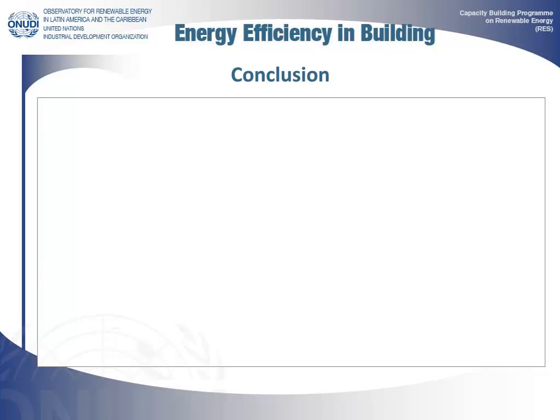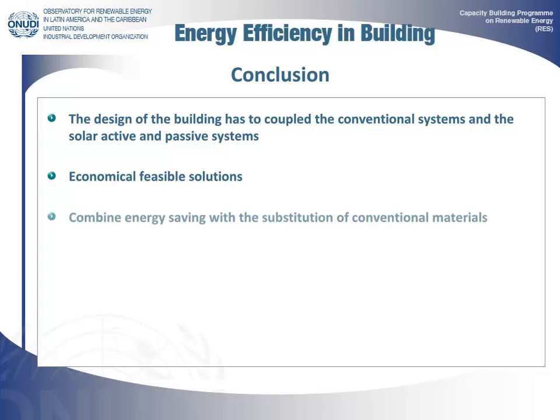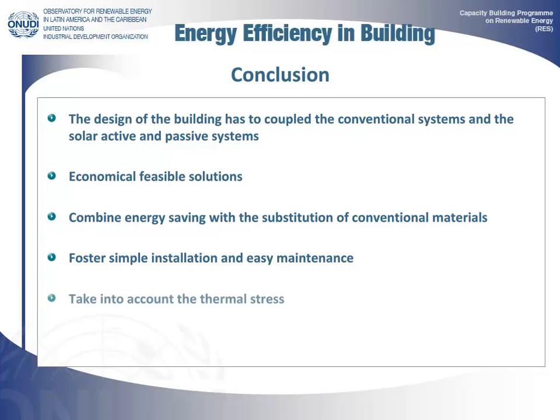This table shows the main aspects to be taken into account before active solar systems are integrated. The design of the building must couple conventional systems with the active and passive solar systems. The integration must be economically feasible in order to be attractive to users. It is necessary to combine energy saving with the substitution of conventional materials, so that the internal rate of return will improve. Simple installations and easy maintenance are a must for the modules to be close to their production maximum. Thermal stress must be borne in mind. It is also necessary to consider the influence on interior comfort conditions.